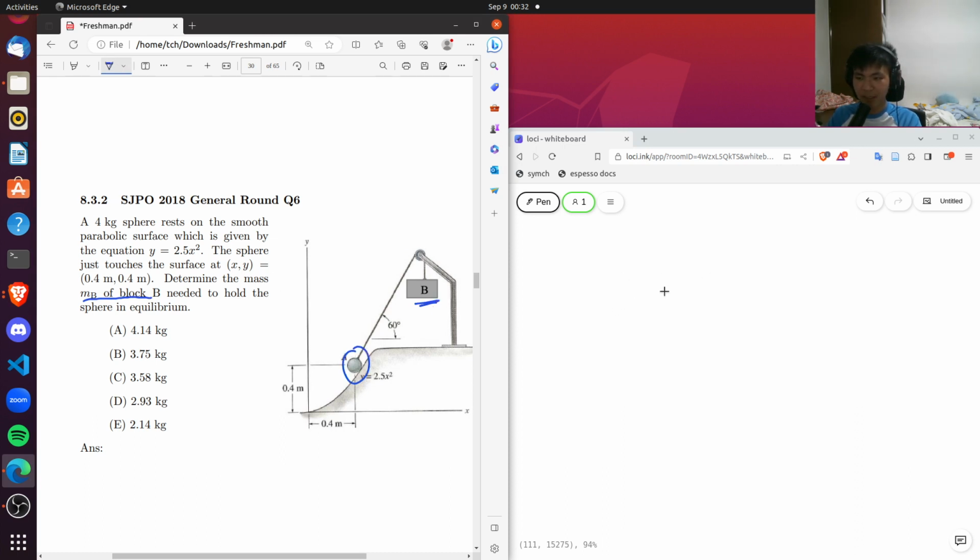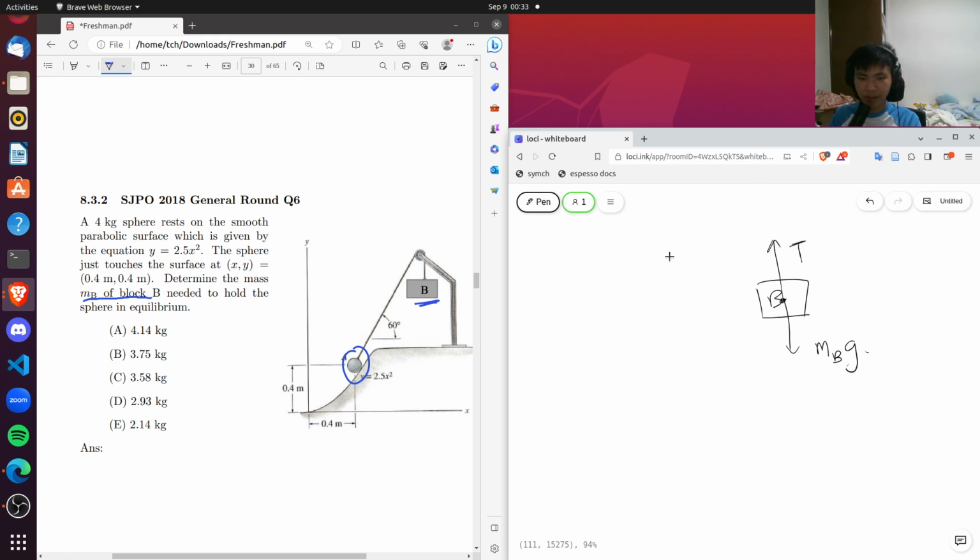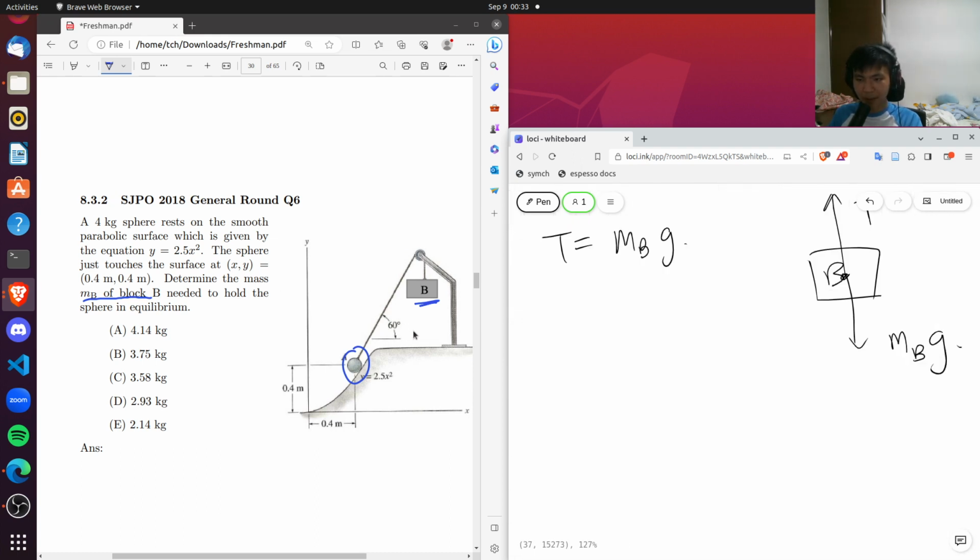So first, let's investigate the free body diagram of block B. If block B has mass mb, then there's gravitational force of mbg, and there's also tension of T. If the whole system is in equilibrium, then B is in equilibrium also, right? So for B to be in equilibrium, T must be equal to mbg, mass of B times g.